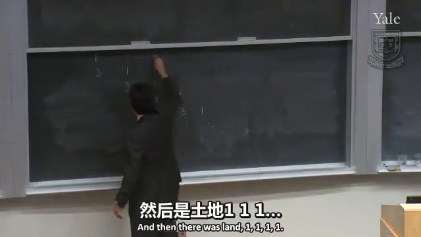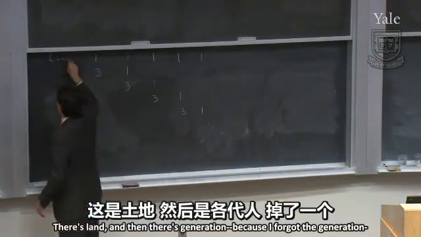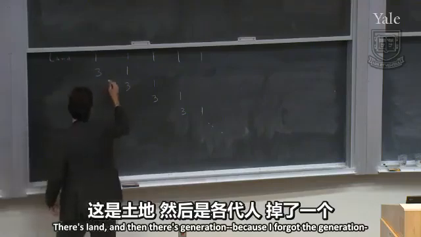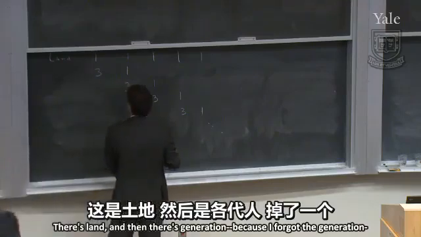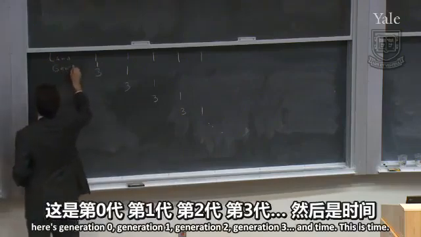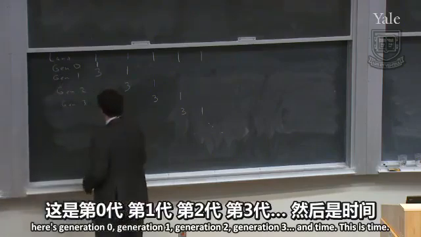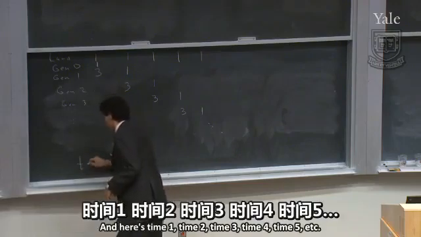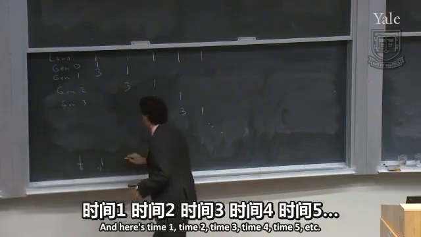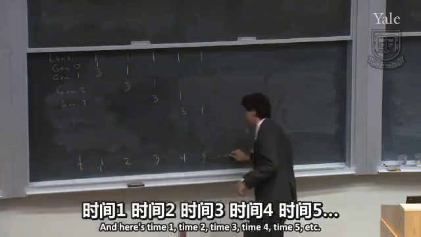And then there was land, 1, 1, 1, 1. So here's land, and then there's generation. Here's generation 0, generation 1, generation 2, generation 3, and so on, and here's time: time 1, time 2, time 3, time 4, time 5, etc.